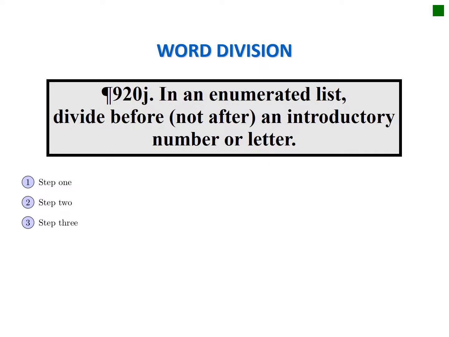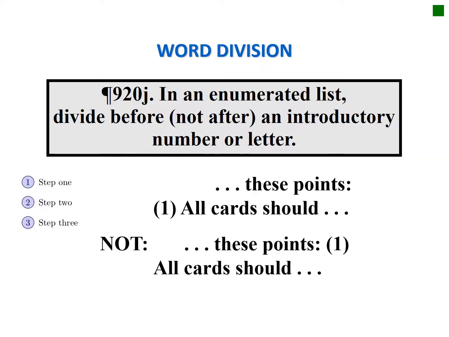When you have an enumerated list, divide before, if you have to, not after an introductory number or letter. Example, in the first part it shows these points colon, and then you go to the next line for the 1. Not these points colon 1, and then the information that follows 1 on the next line. As shown to the left, step 1, the information should be there with it. Step 2, step 3. Always go after the enumeration or letter, not before.